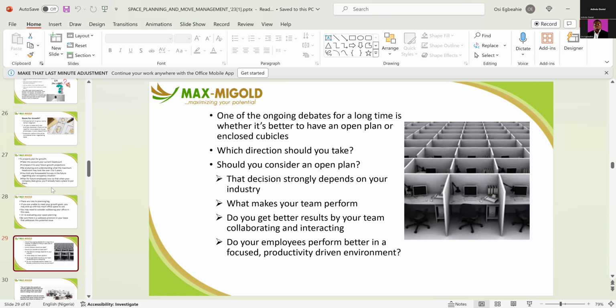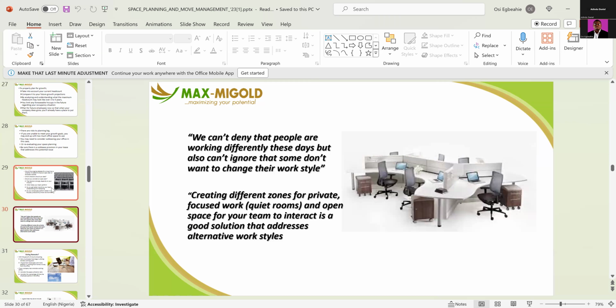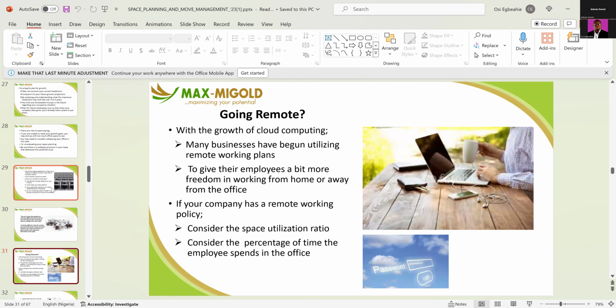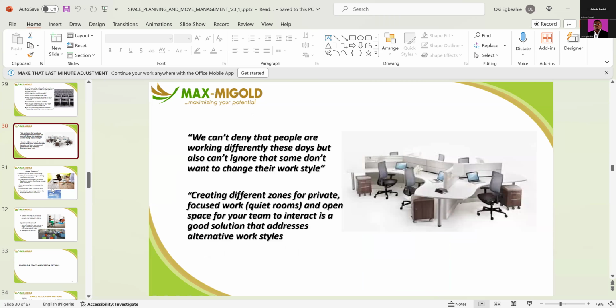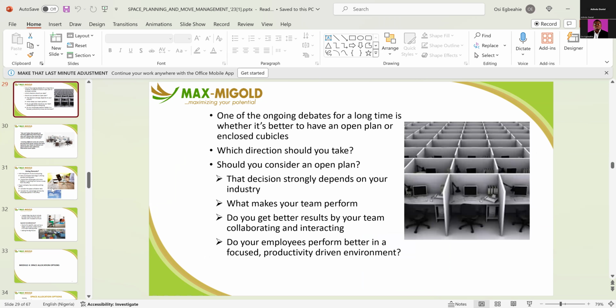That decision strongly depends on your organization, your industry. What makes your team perform better? Do you get better results by your team collaborating and interacting? Do your employees perform better in a focused, productive, driven environment? Or you may also look at how they work. It depends on how they work and how your organization manages spaces.